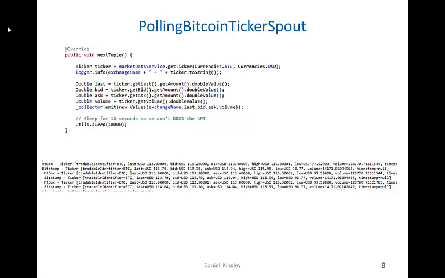Let's take a deeper look at the spout that I created. It's very straightforward. All it does is connect to a public API and retrieve the last price, the bid, which is the maximum amount someone is willing to buy a Bitcoin for, the ask, which is the minimum someone is willing to sell it for, and the volume of transactions. Then it emits the tuple so any bolts that are connected to it can process it. Since this is a public API, the spout will sleep for 10 seconds so it doesn't DDoS it.